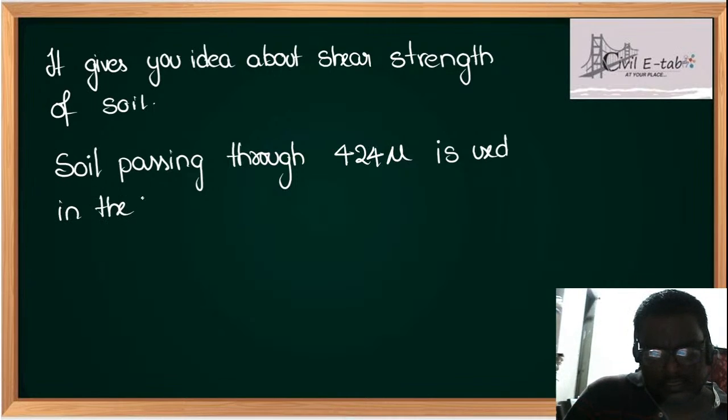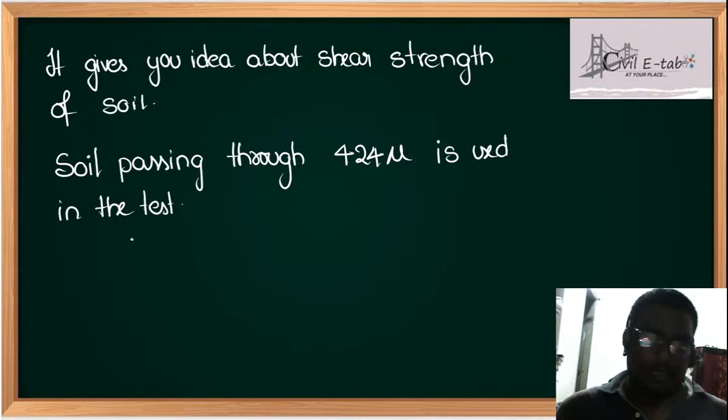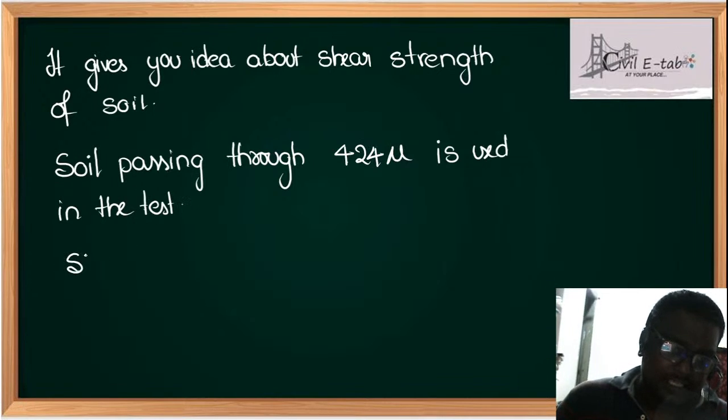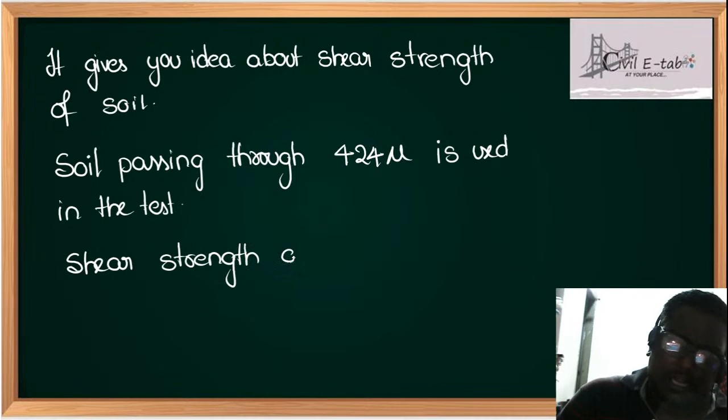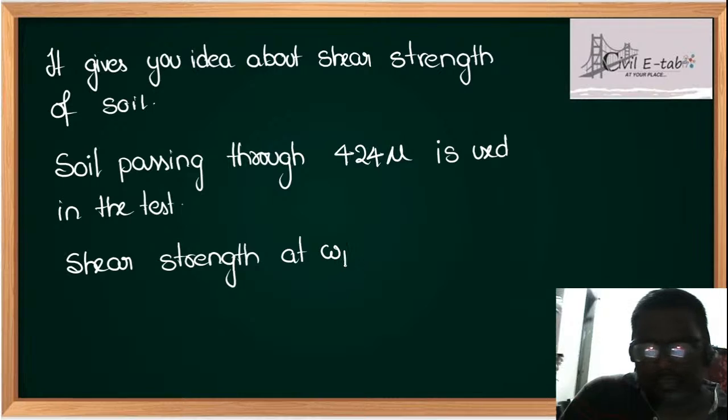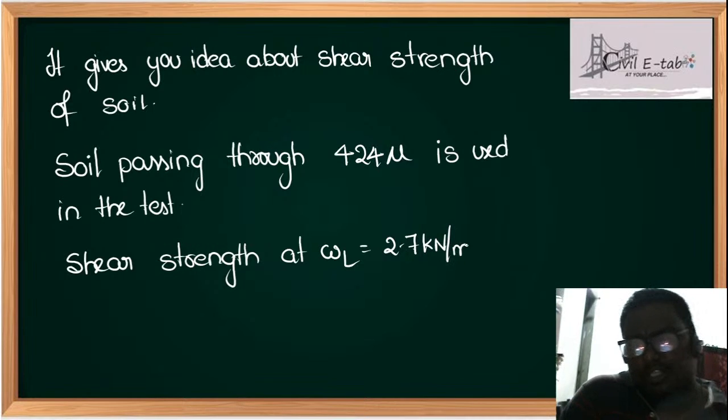And this is a standard value you have to remember, students. The derivation is a different part. Shear strength at liquid limit: if anyone asks you, please remember it as a note. Shear strength at liquid limit is given as 2.7 kilonewton per meter square. Remember, students, the shear strength at liquid limit is taken as 2.7.